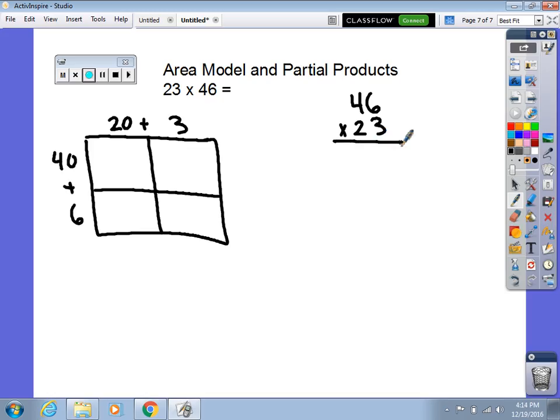So if I come back over and I fill in my area model with all of the problems, I will have 40 times 20, 40 times 3, 6 times 20, and 6 times 3. Over here, where I do partial products, I start in the ones place. So that first problem that I'm going to solve is 6 times 3. And if I look, that problem is right here also. And 6 times 3 equals 18.